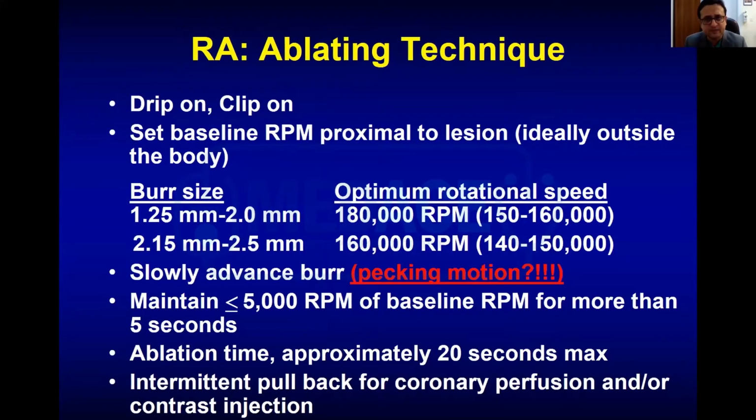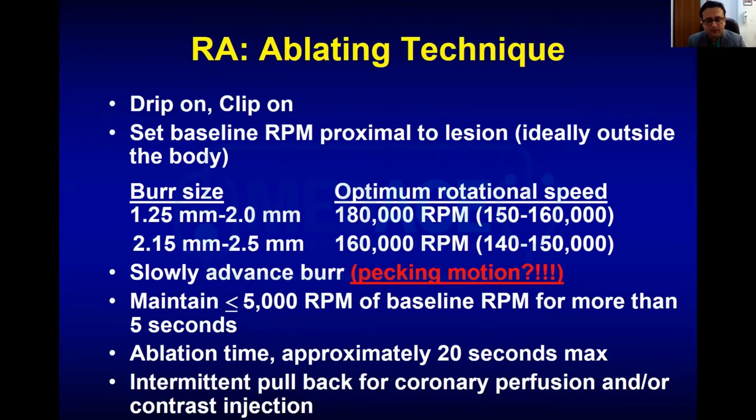So in terms of tips and tricks, this is my method of doing it, or mine as in how we do it in Mount Sinai. And I would love to hear what others do. So first thing we would do is, outside the body, once you have the rotablator on the wire, you need to make sure the drip is on, which is the rotor flush, and the clip is on. I set the baseline RPM ideally outside the body.